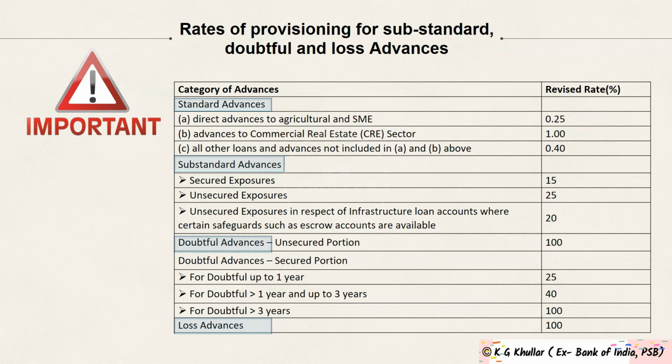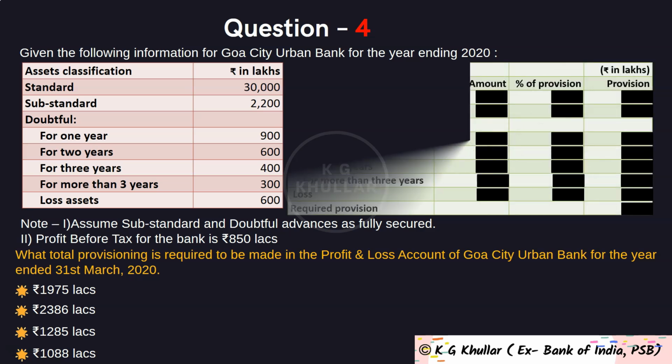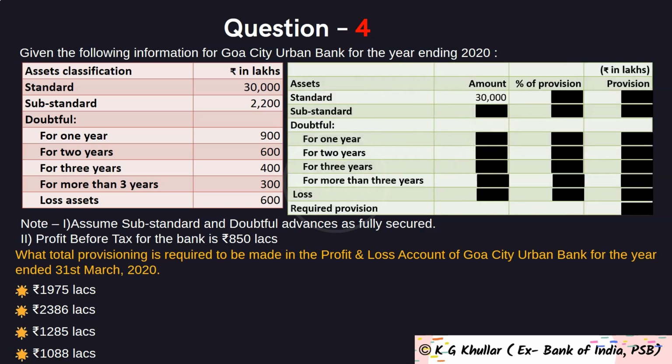So friends, let's start calculating the provisioning for all the assets given in the question. So for standard assets, amount given is 30,000 lakhs. And as per our chart, percentage provisioning for this is 0.40%. So 0.40% of 30,000 equals 120 lakhs. Then for substandard assets, amount given is 2,200 lakhs and percentage of provisioning is 15%. So 15% of 2,200 equals 330 lakhs.